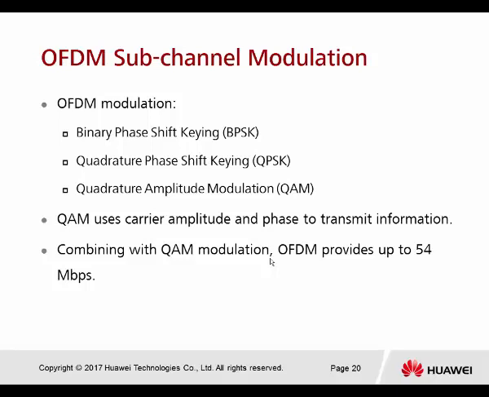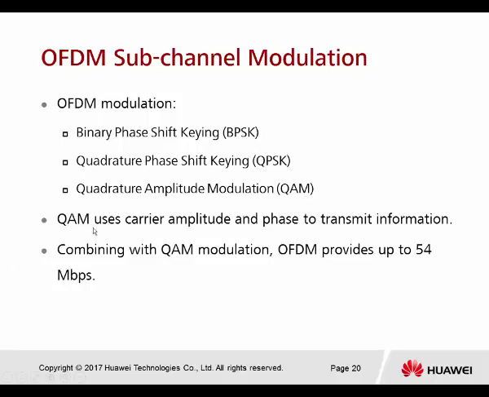Sub-channel modulation here. They can do the BPSK, like what I explained just now. They're doing the bit-by-bit modulation. And then the QPSK. So the QPSK can perform the modulation up to 2 bits at the same time. And then the last one, the QAM, the quadrature amplitude modulation. So this one is able to do the modulation of more than 2 bits. So maybe they can do the 4-bit modulation at the same time.